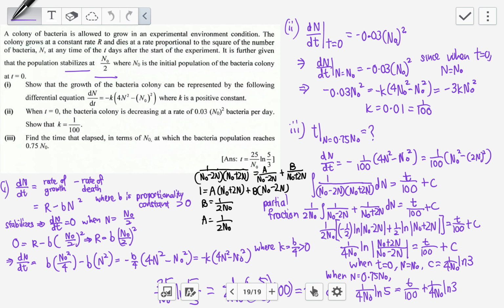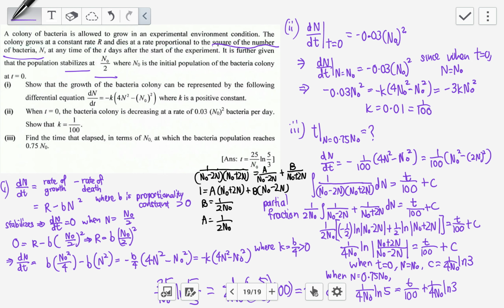First thing we note is that the rate of change of the population depends on the rate of growth minus the rate of death. The rate of growth is a constant rate r, so we just put r, and it dies at a rate proportional to the square of the number of bacteria n. So let b be the proportionality constant, which is greater than 0, then minus b n square.